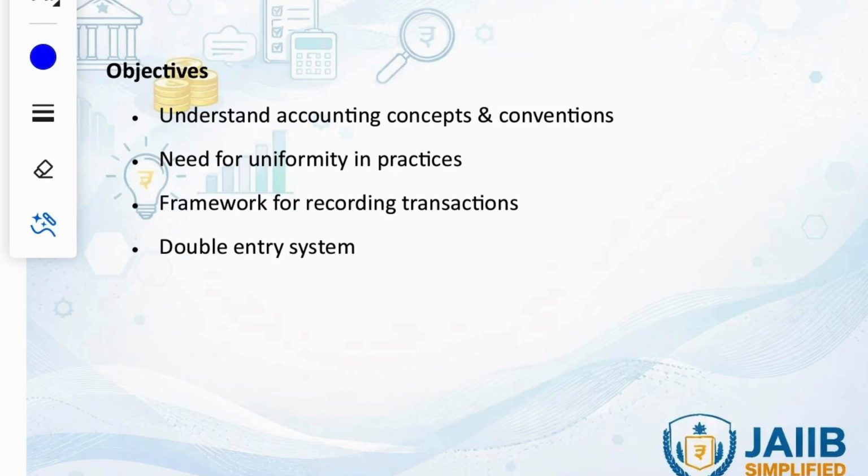This is the backbone of accounting. Why? Because it will explain about concepts, convention and system that make financial reporting reliable and uniform. By the end of this unit, you are going to learn about key concepts of convention of accounting, why uniformity is essential in accountancy, and how the double entry system ensures accuracy.